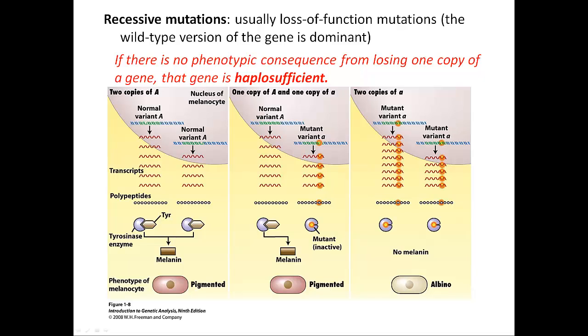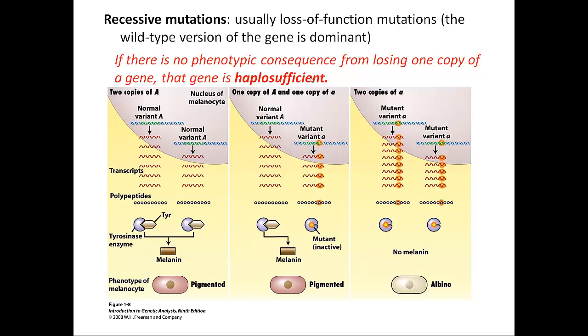If we think of the normal dosage of a particular gene in an individual, that normal dosage is 2 copies of that gene. Now, most genes, if you actually lose one of those copies, there is no phenotypic consequence. So that individual who loses one copy is going to look perfectly wild type. And that is actually the definition of this term haplosufficient. Half the normal dose is enough for a normal phenotype.